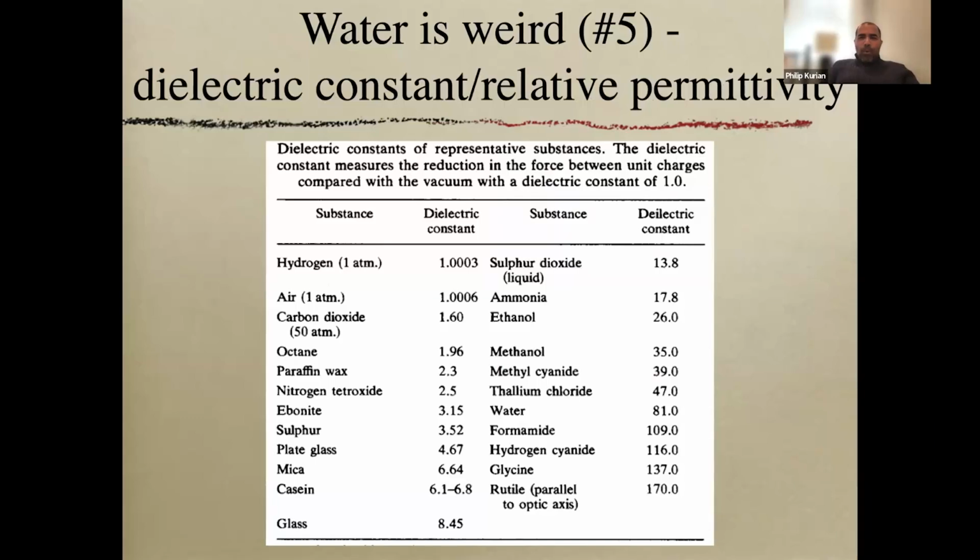So the fifth point of why water is weird, Stan mentioned this, is its extraordinarily high dielectric constant, which is a measure of how much water can shield the electrostatic force between, for example, ionic salts, sodium and chloride, or others. And so you can see here that water, next to formamide and hydrogen cyanide, is the only pure liquid that has such a high dielectric constant, or relative permittivity.